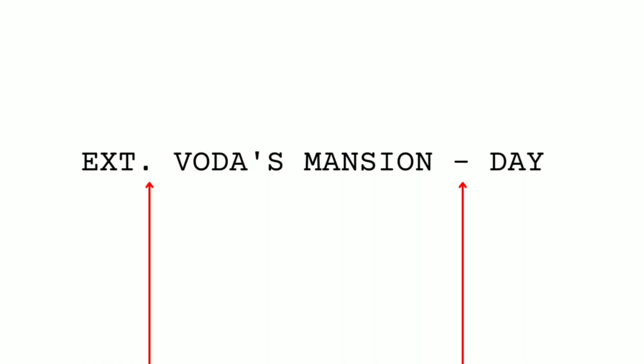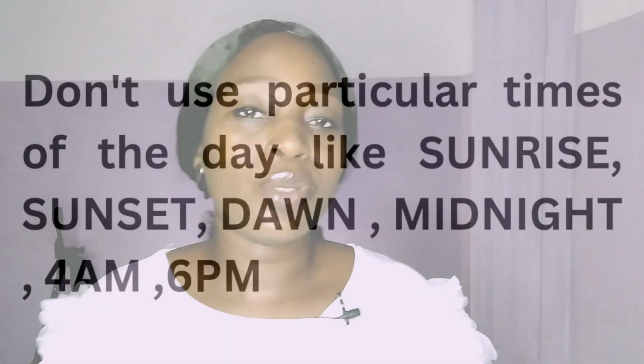Now, let's take for instance, as we see on the screen, a slug line. Interior, Voda's bedroom, day. Exterior, Voda's mansion, day. Interior / exterior, Voda's mansion, night. Now look at it very well, study it very well, and see how it is written. Interior, period, location, dash, time.